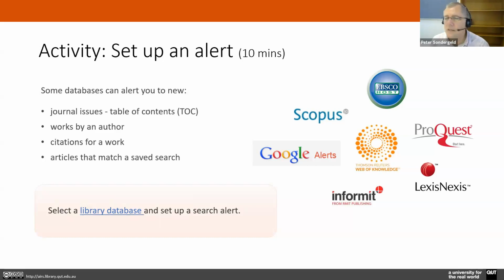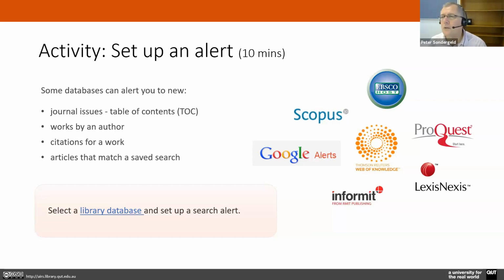There are different kinds of alerts that you might want to set up. You might choose a particular journal that's relevant to your field, and then whenever there's a new issue of that journal published, you are alerted to the fact that there's a new issue available, and then you can browse through the articles in that new issue.